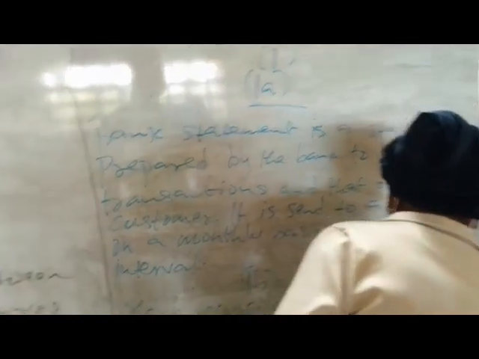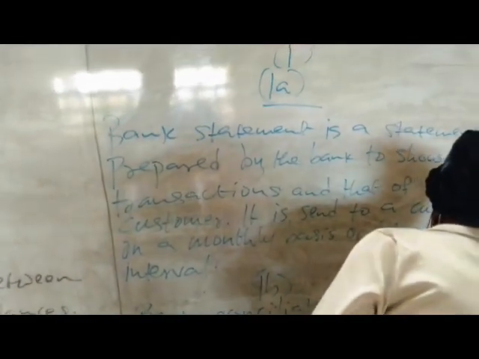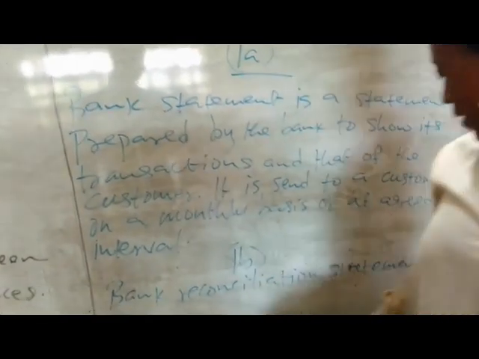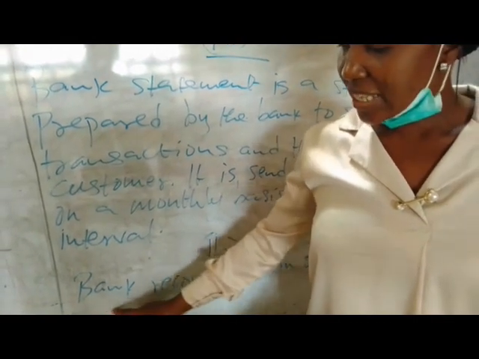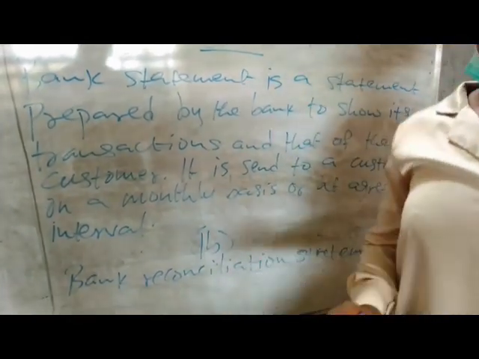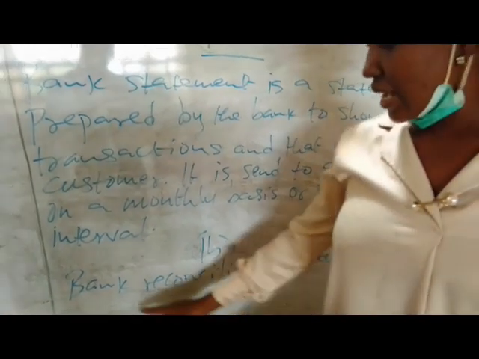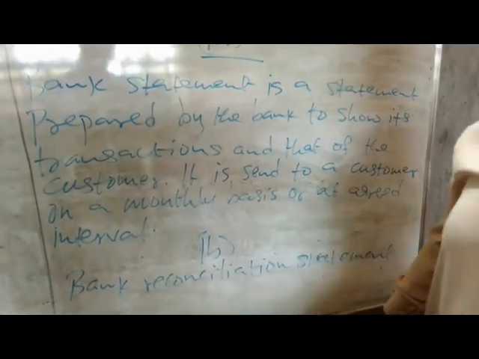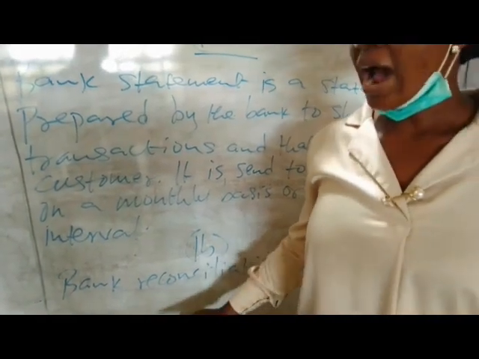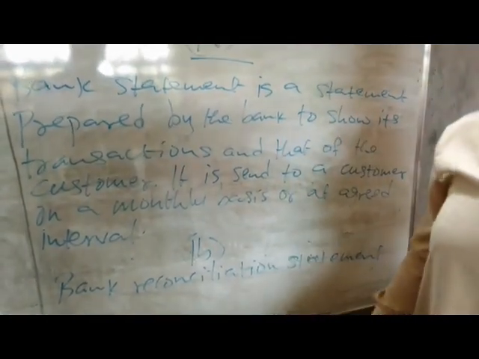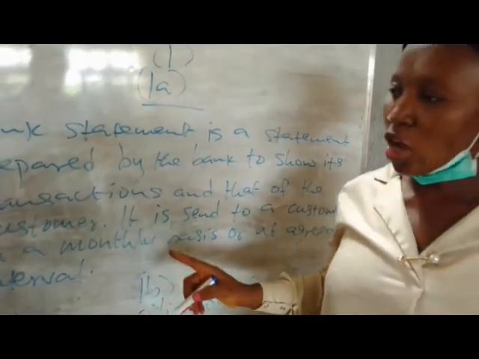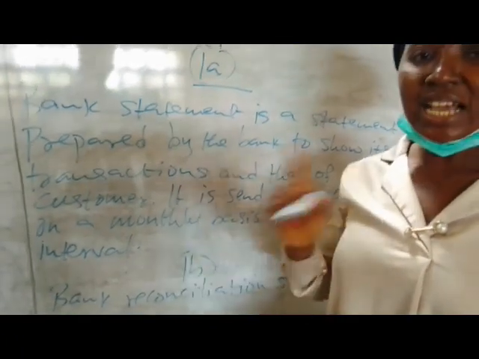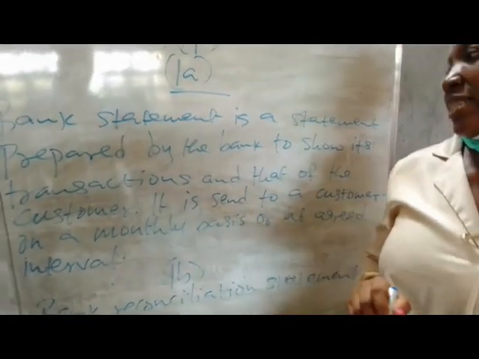Bank reconciliation statement is a document that shows the disagreement between the cash book and the bank statement. I repeat again, it is a document that shows the disagreement between the cash book and the bank statement.